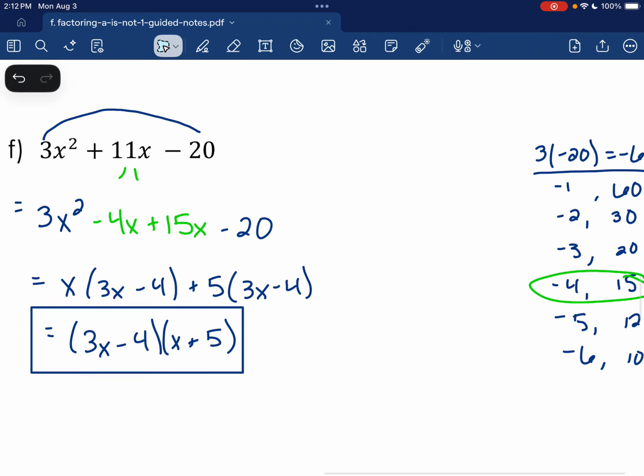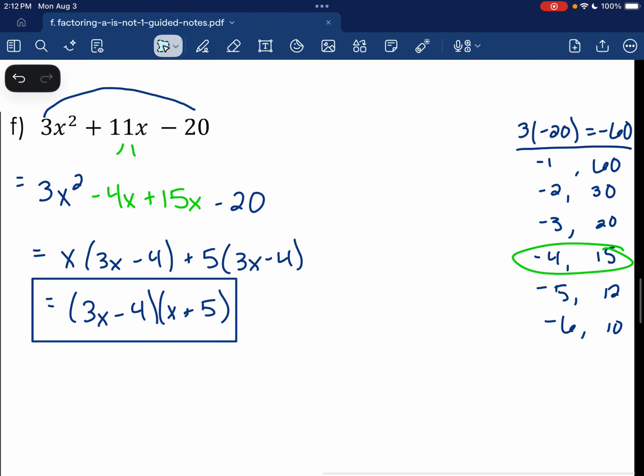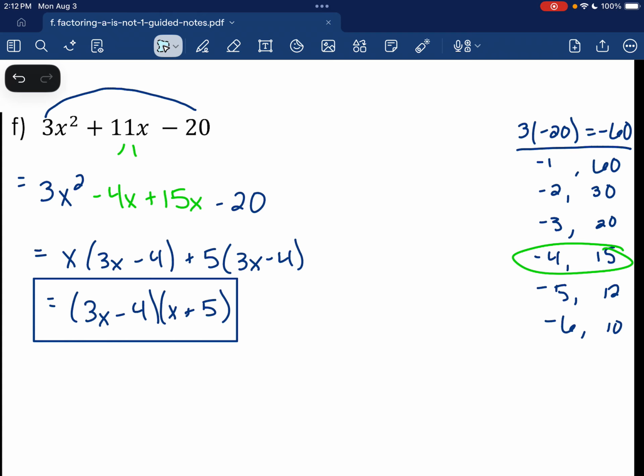Alright, on the next one, we did 3 times negative 20 to get negative 60. We were looking for factors of that added to positive 11. So we knew that my smaller factor was the negative 1. And so I went with negative 4 and positive 15. And so I have 3x minus 4 and x plus 5.